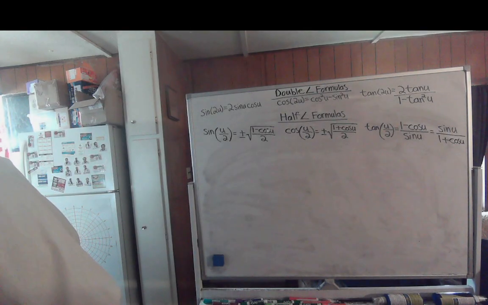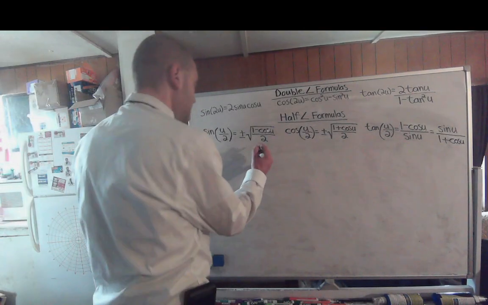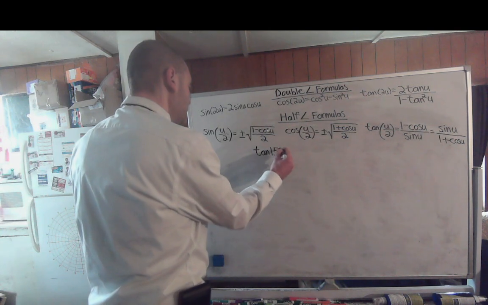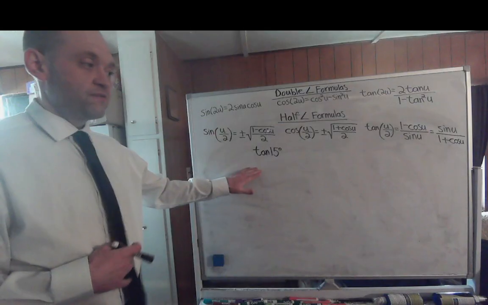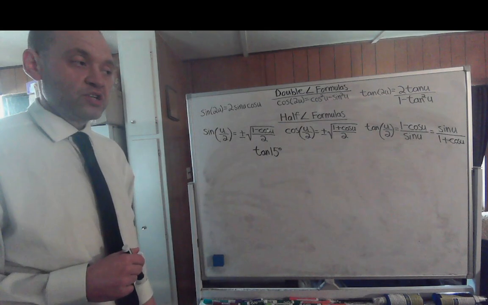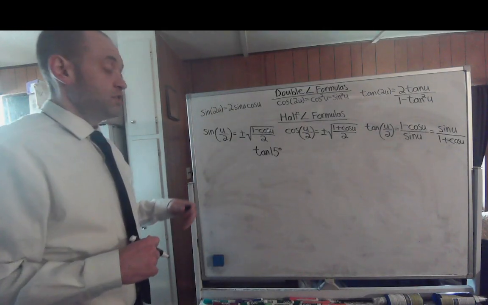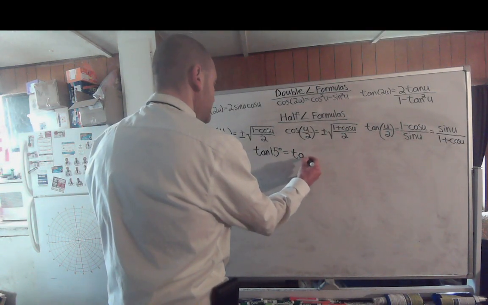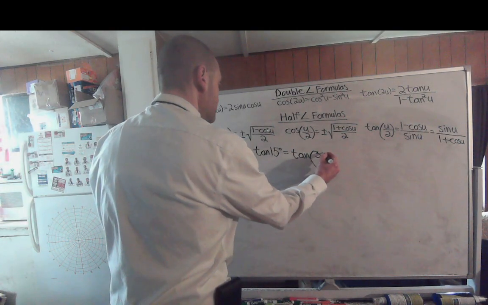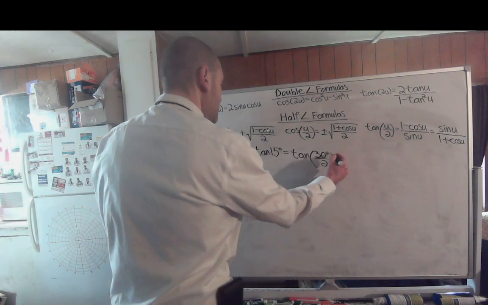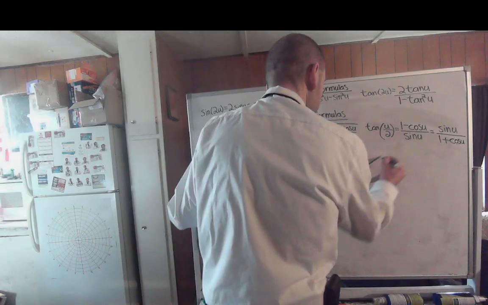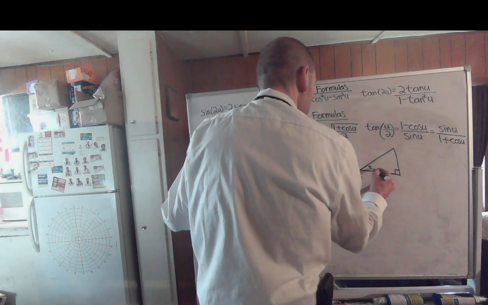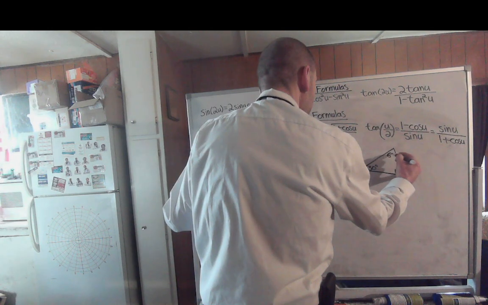Let's say you were asked to find something like the tangent of 15 degrees. Well, 15 degrees is not a special angle, is it? But we can use it as a half angle formula of a special angle. That would be the same as the tangent of 30 degrees divided by 2. And in fact, why don't we draw ourselves a 30, 60, 90 right triangle to aid what we're doing.